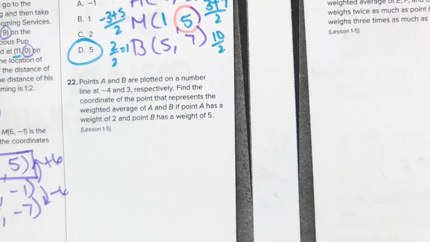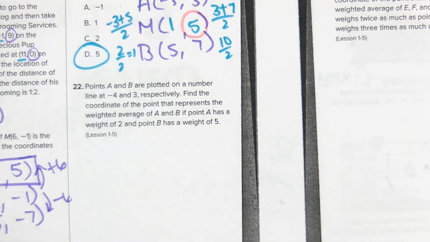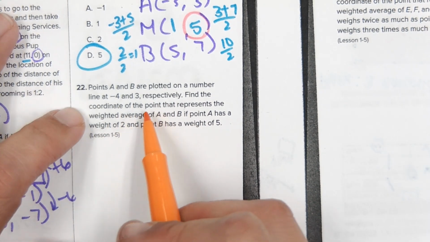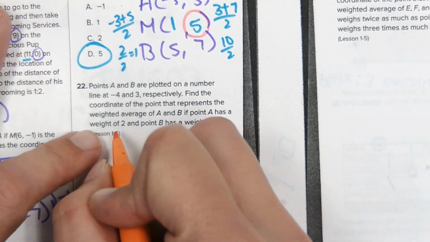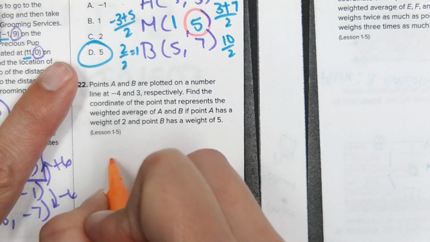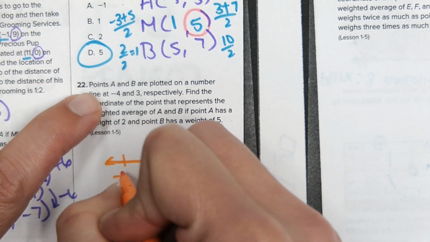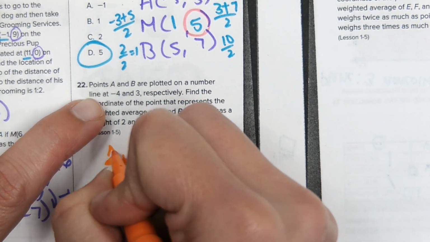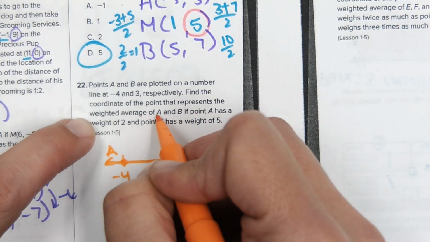Okay, and last one on the page, it says points A and B are plotted on a number line at -4 and 3, respectively. Find the coordinate of the point that represents the weighted average of A and B. A has a weight of 2 and B has a weight of 5. Okay, so I'm just going to draw a little picture here. We got -4 and 3, and so this would be point A, this would be point B.